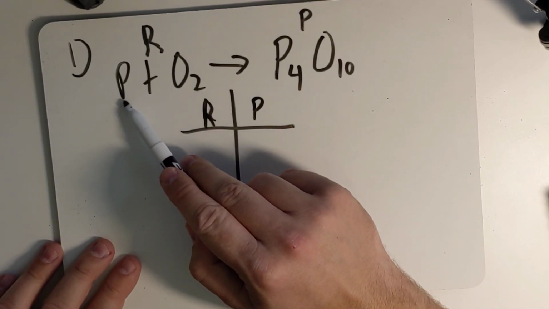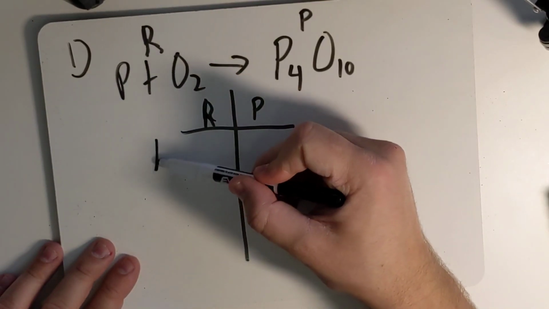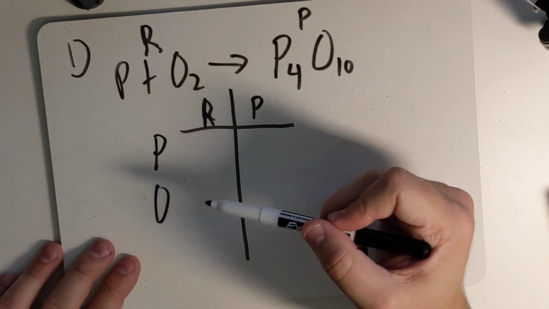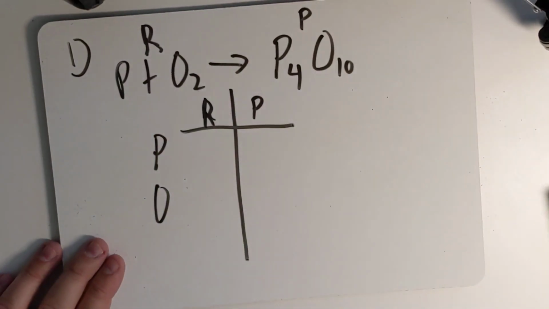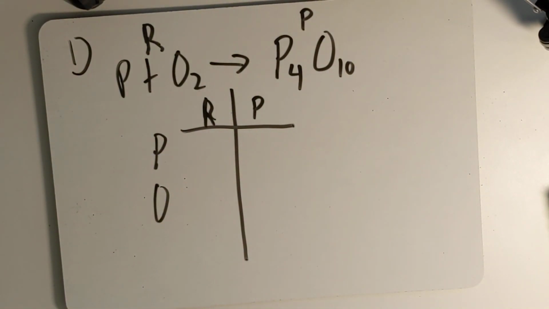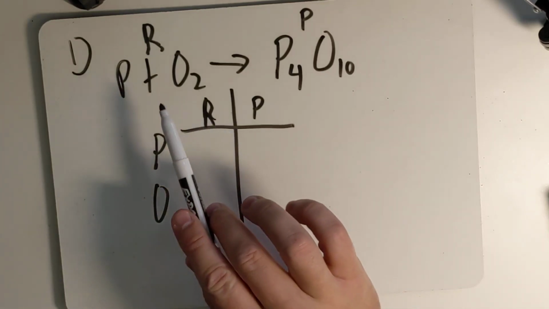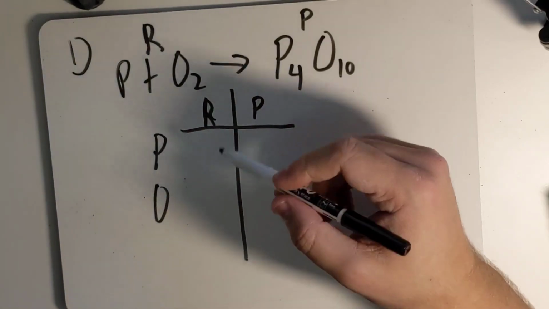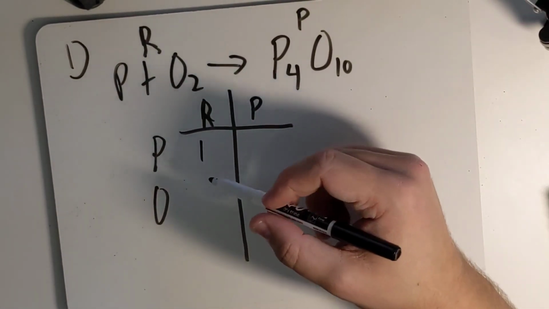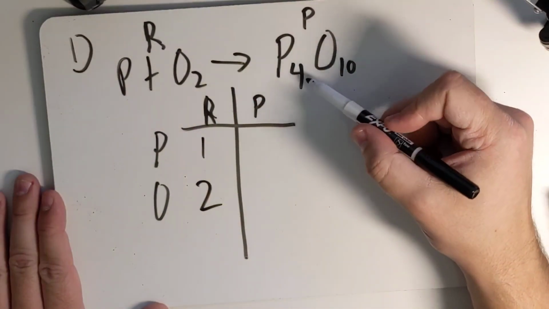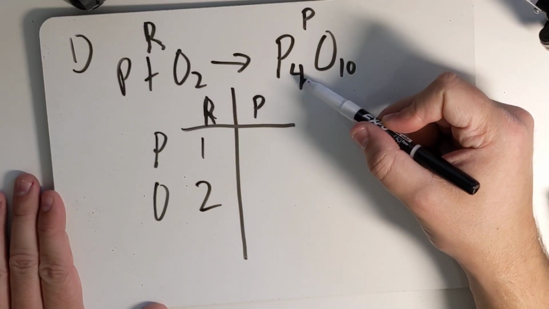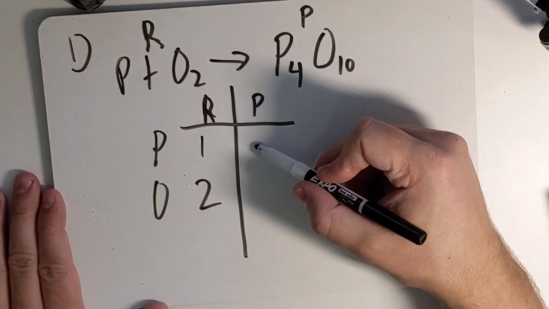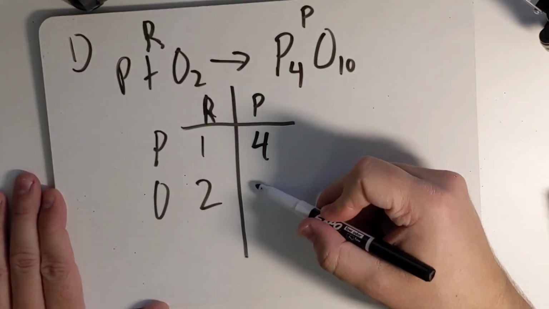And then what we want to do is see which elements we have. And we only have 2 of them. They are potassium and oxygen. The next thing we're going to do is count how many of each element we have on either side. So for the left side, on the reactant side, we only have 1 potassium, but we have 2 oxygen. And on the product side, we have 4 potassium and we have 10 oxygen.